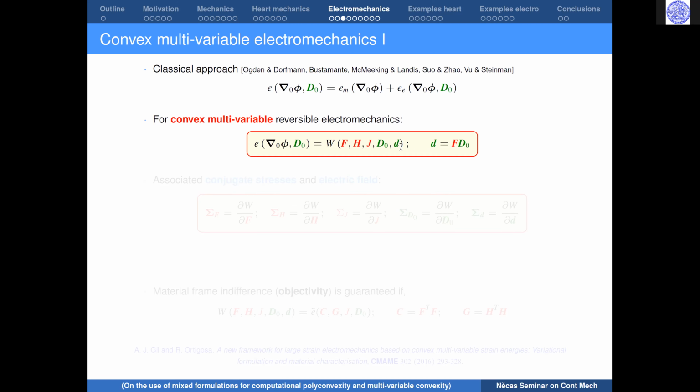In parallel, Schröder proved that actually this definition, along with appropriate, again, coercivity conditions, is enough to guarantee the existence of minimizers. And that's what he called extended polyconvexity. So we were calling it multivariable convexity, but it's the same idea of polyconvexity extended to the case of another physics.